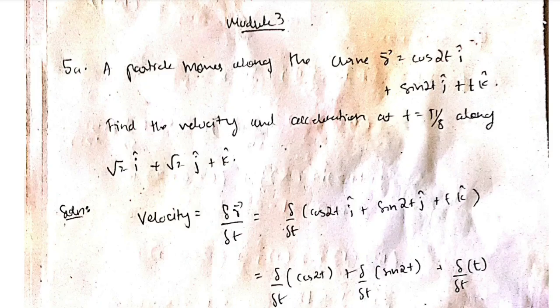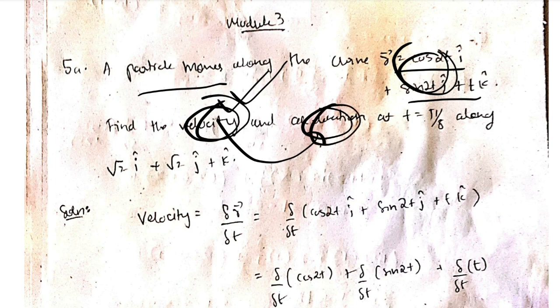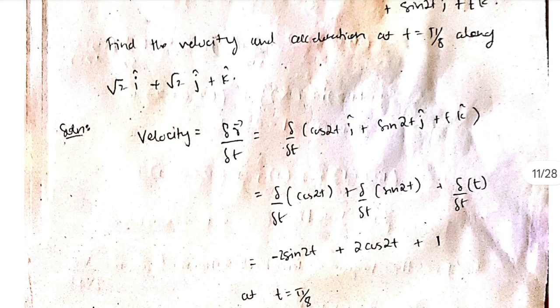Okay, moving on to module 3, we have the first topic, which is speed and acceleration. Okay, so here the particle moves along the curve. The curve's equation is given here. You have to find out velocity and acceleration. See, if the point is given, how do we find the velocity? Differentiate this with respect to t, we will get the velocity. Then differentiate velocity with respect to t, we will get the acceleration. Then substitute t equals pi by 8. That's all you have to do.